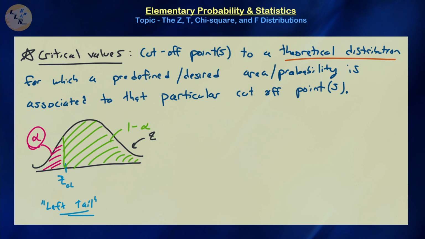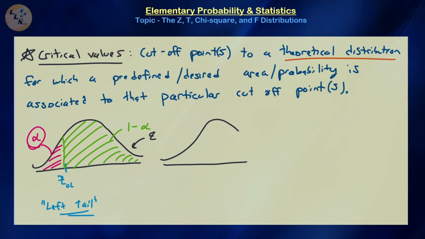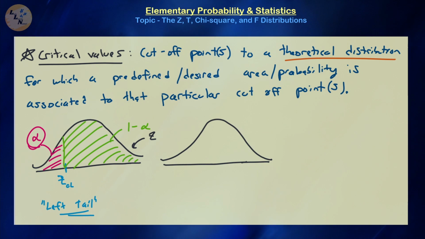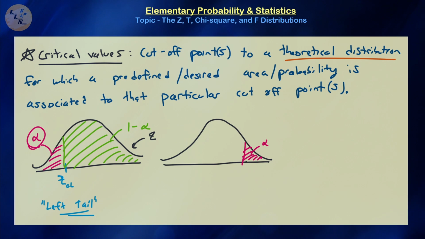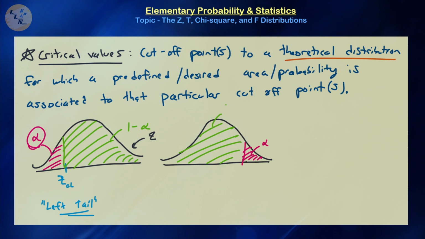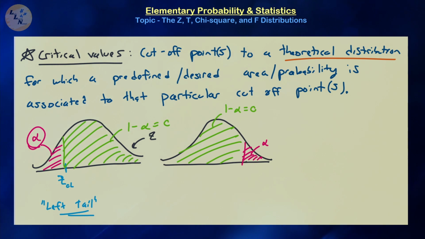Okay. Similarly, we're going to have two other pictures that are going to be very important to us. So let's assume we have that picture. What if we do not want the alpha to be in the left tail? Let's assume we want the alpha to be here, and that we want 1 minus alpha to be here. Eventually we're also going to call 1 minus alpha equal to c. That's going to correspond to our level of confidence. So if we have that point in the right-hand side, we're going to abbreviate that by z critical right, and this is going to be called a right tail critical value.